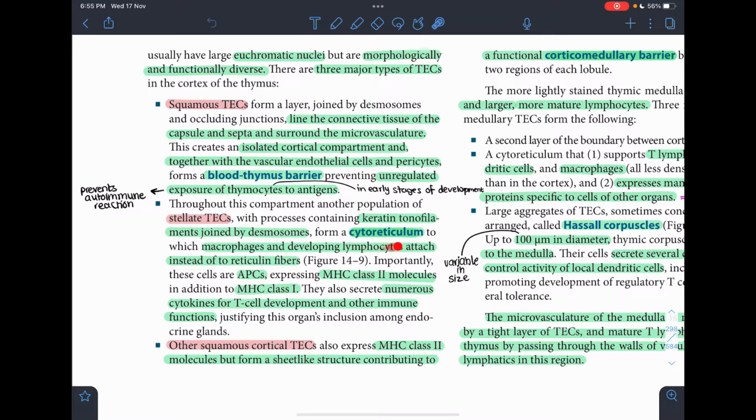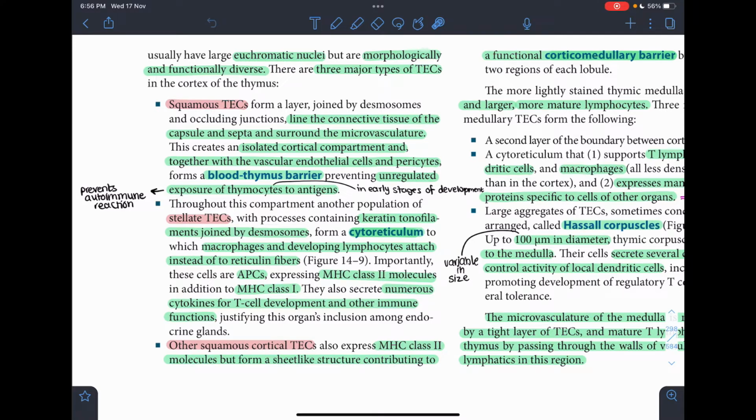So the cytoreticulum is keratin tonofilaments which are joined by desmosomes. Macrophages and developing lymphocytes attach to the cytoreticulum instead of attaching to the reticulin fibers, and there are no reticulin fibers in the stellate TECs and in the thymus in general. Importantly, these cells are APCs, the antigen presenting cells we talked about in the last lecture, and they express MHC class 2 molecules in addition to class 1.